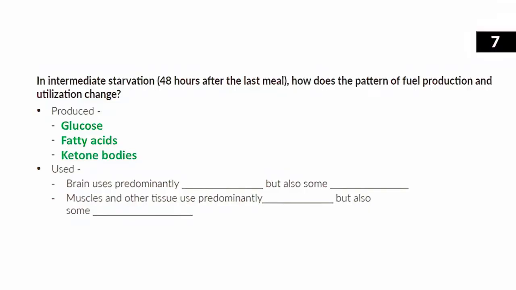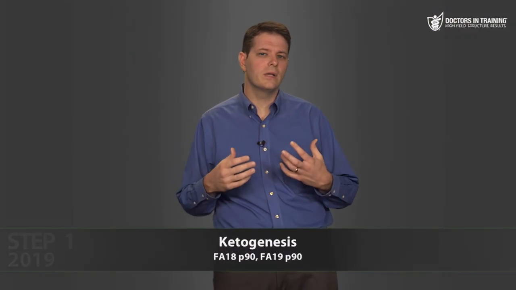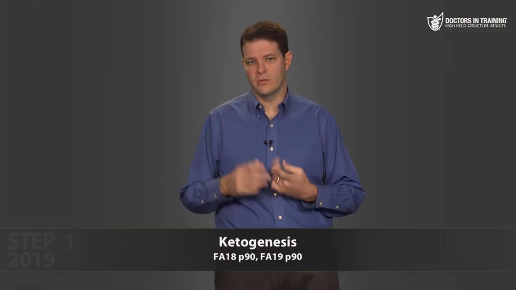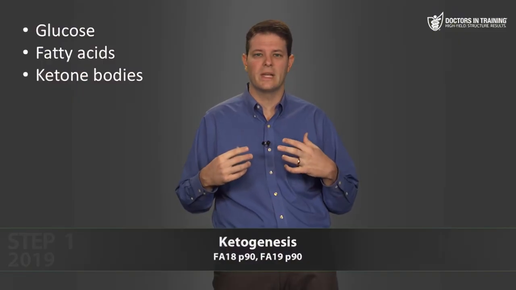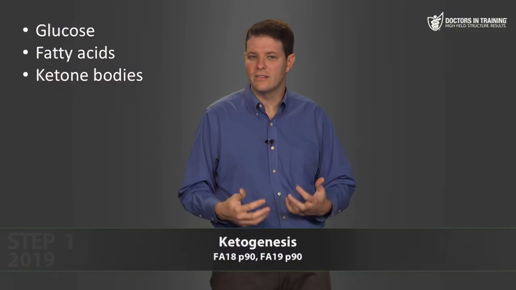And then what fuels are used? So again, the brain uses predominantly glucose, but also some ketone bodies. And then the muscles and other tissues use predominantly fatty acids, but also ketone bodies. Now, we're dealing with 3 main energy substrates. We talked about glucose, fatty acids, and now ketone bodies. And again, that process of generating ketone bodies is called ketogenesis.